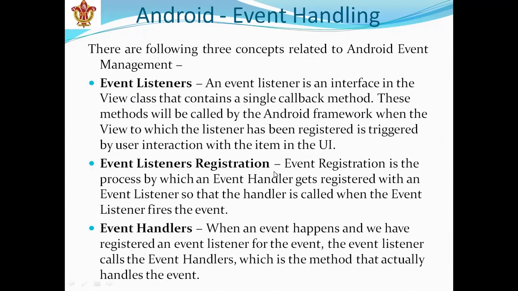Next is the event listener registration. Event registration is the process by which an event handler gets registered with an event listener so that the handler is called when the event listener fires the event. So by the definition, we can understand it properly. Event handlers: when an event happens and we have registered an event listener for the event, then the event listener calls the event handler. So which is the method that actually handles the event? That is called the event handler.